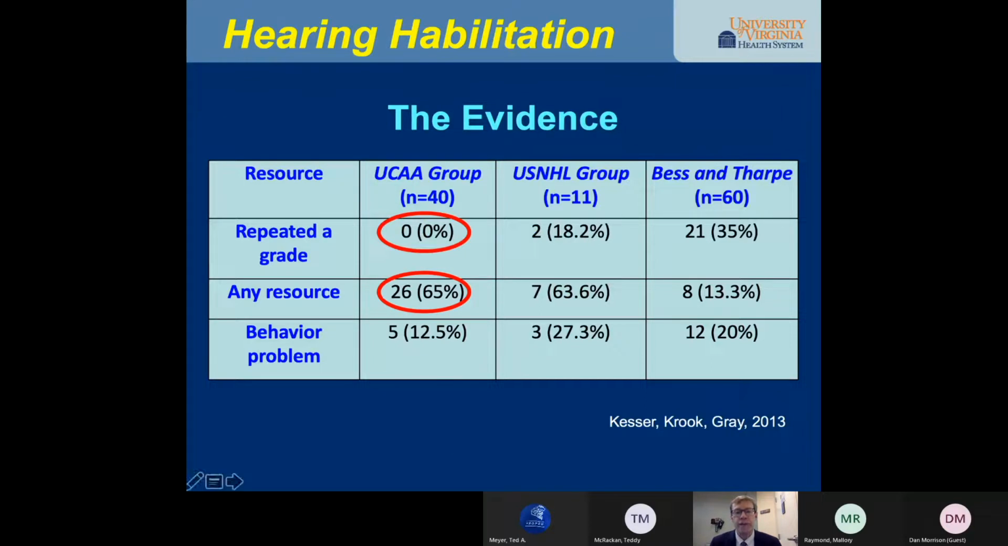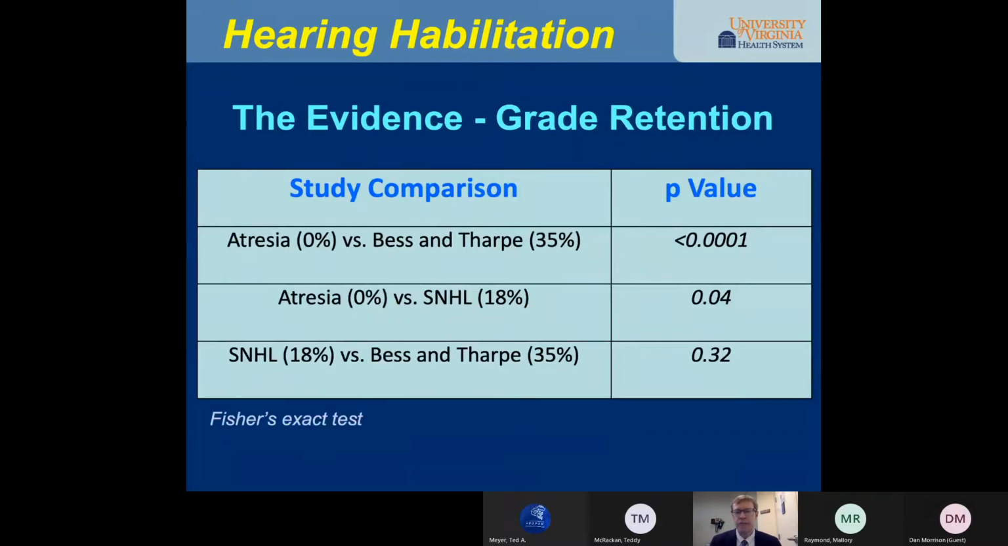About two-thirds of the patients used a resource, and I'll tell you what the resources were in just a second. They didn't have behavioral problems. If you statistically compared our atresia group with the Bess and Tharp unilateral sensorineural hearing loss group, there was a statistically significant difference in grade retention. The other interesting finding of this study is that if you looked at our sensorineural hearing loss group from 2015 or so, and the Bess and Tharp group from 1985, there was no difference in grade retention.